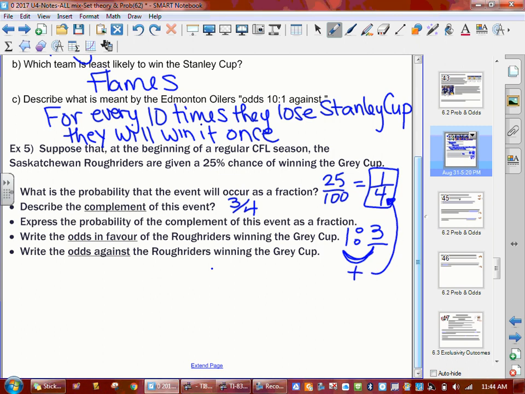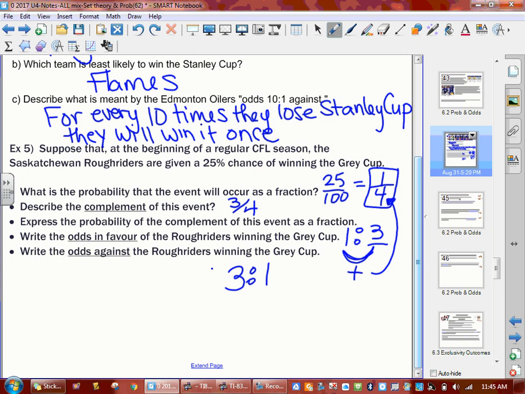The next one, odds against. What am I going to do to those numbers? Flip them. So it's going to be 3 to 1. Okay, so odds for and odds against, just flip your numbers back and forth. All right, couple more examples here.